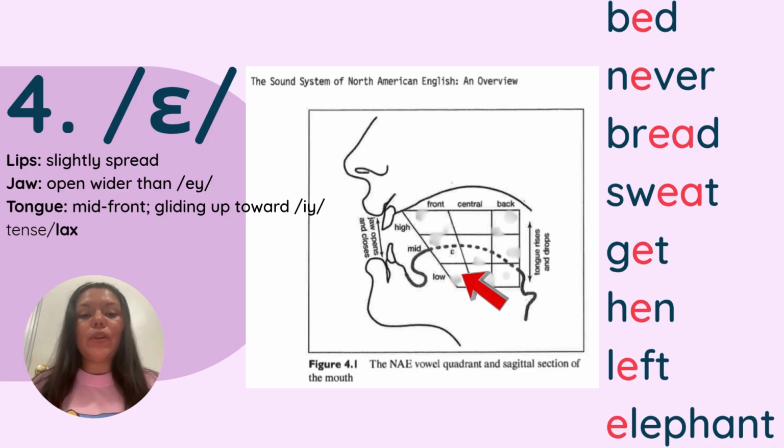So it's one of 5 phonemes that will be kind of centered here in the middle, as opposed to the tense phonemes that will be on the outer edges. Now we hear that eh sound when we read words that have an E or an EA combination. So we can practice some eh words with bed, never, bread, sweat, get, hen, left, elephant. And as you can see, my lips are slightly spread when I am creating that eh sound.